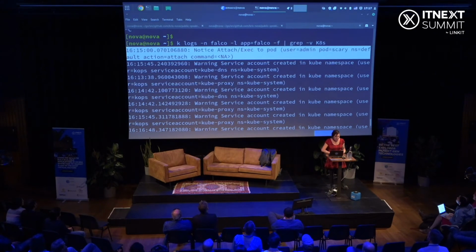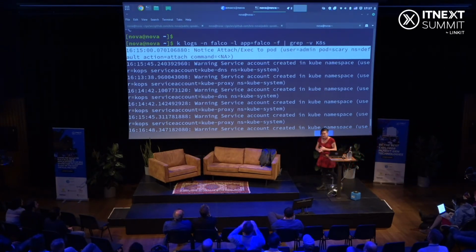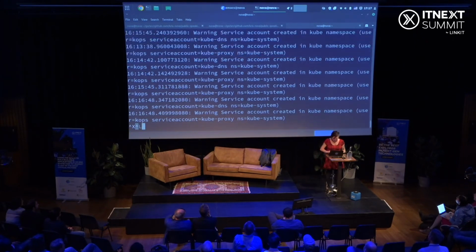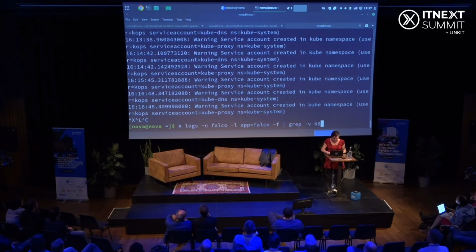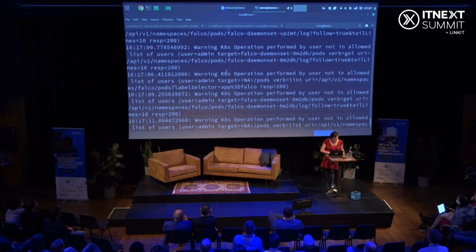Right there, 16:15. What time is it right now? 16:17. So about 2 minutes ago, Falco running in Kubernetes detected that somebody did something in the default namespace. If we really wanted to expand this, we could get rid of that v and get more data here. Let's scroll up and try to find it.